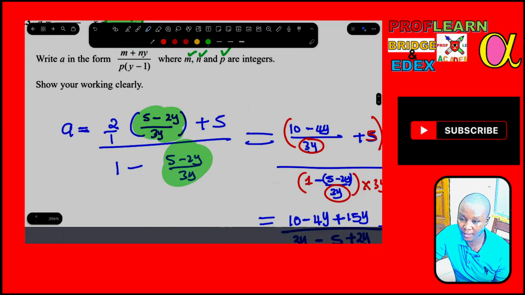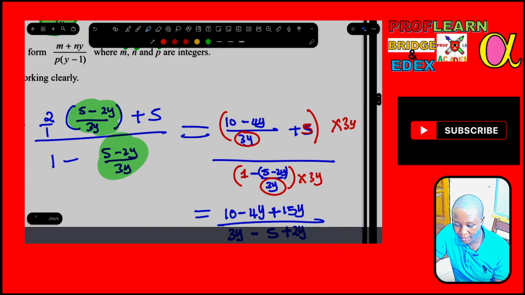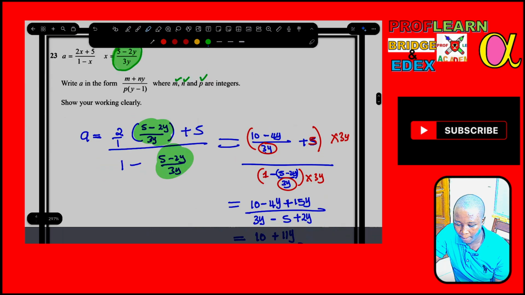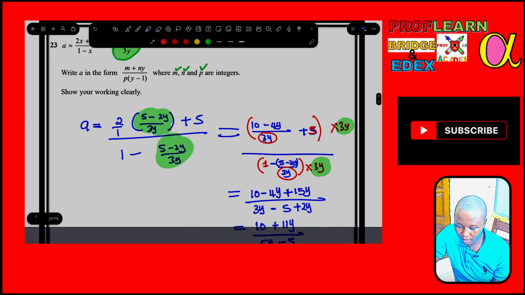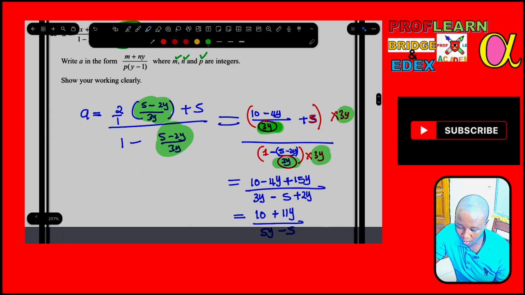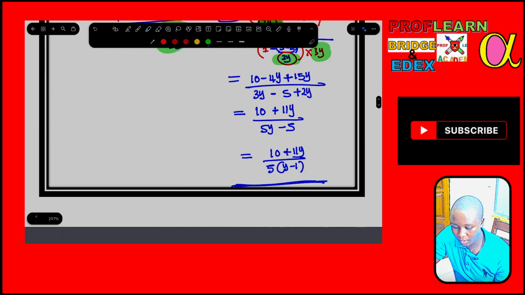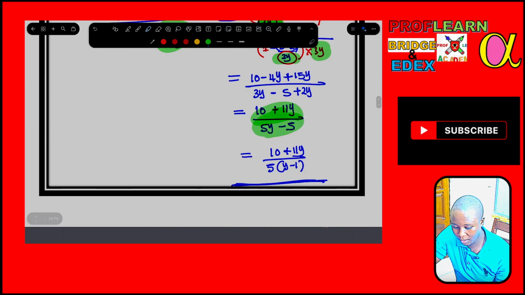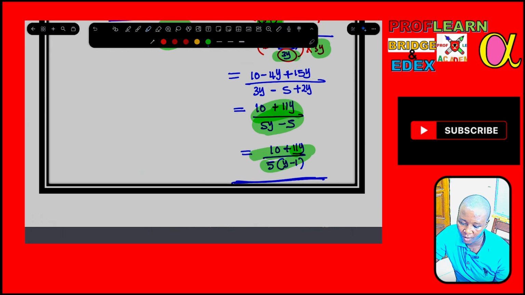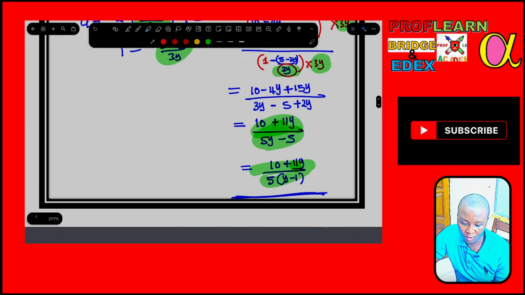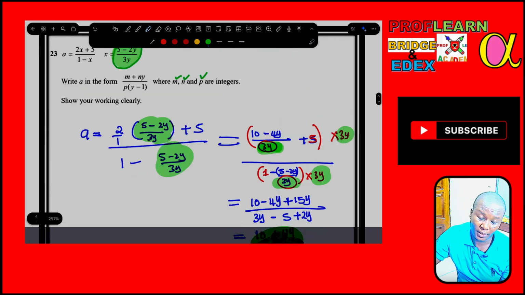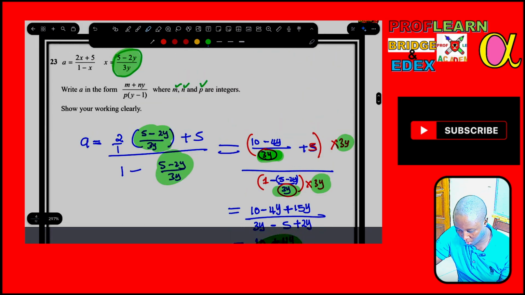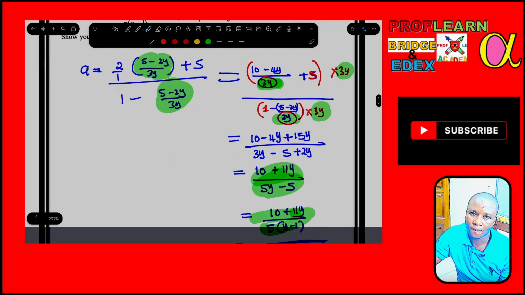I replaced that. Then to remove the fraction and simplify this, I decided to multiply every term by 3y, because you can see we have 3y here, 3y here. If you multiply, you're going to cancel the fractions, so that eventually we remain with an expression that looks like this. And if you simplify it, you're going to have the expression in the format you are expected. So what was expected here for all the candidates is to use substitution correctly.